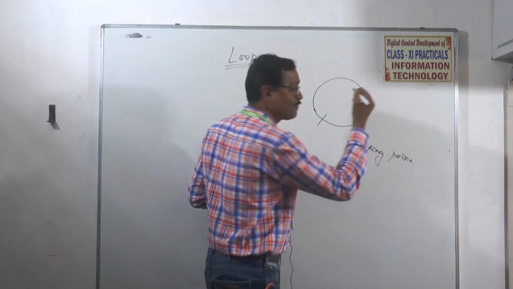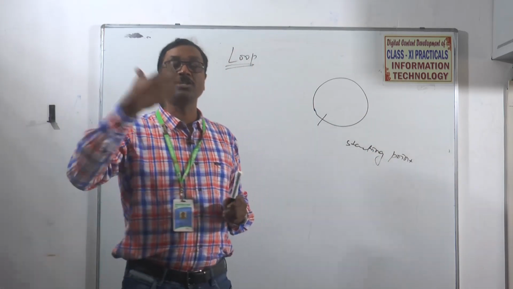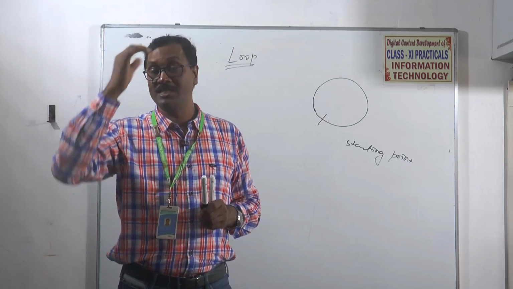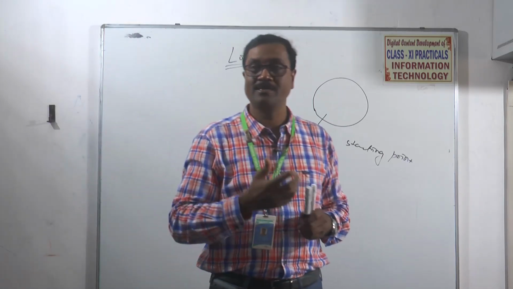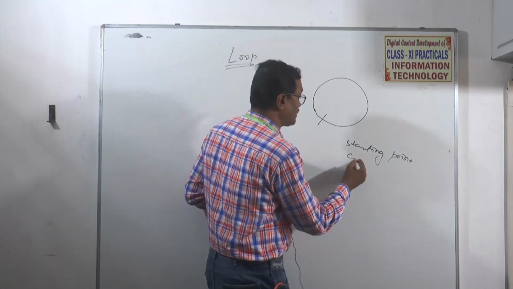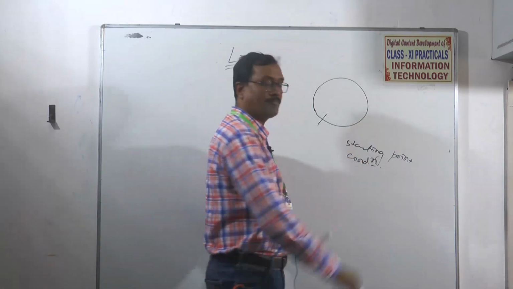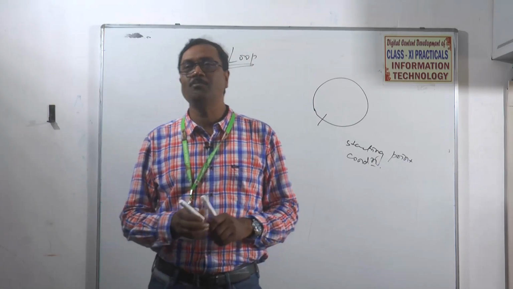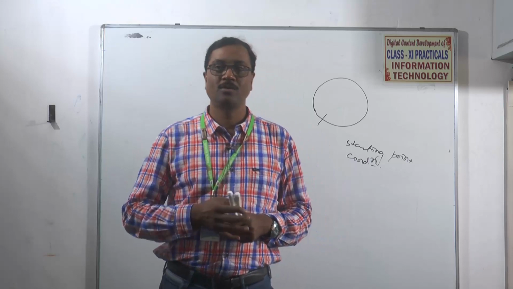Next one is your condition. How many times do I have to move around? 5 times or 6 times or 10 times? So that is called the conditional part. Condition. Next is counting. What do you mean? That means I must know how to count.